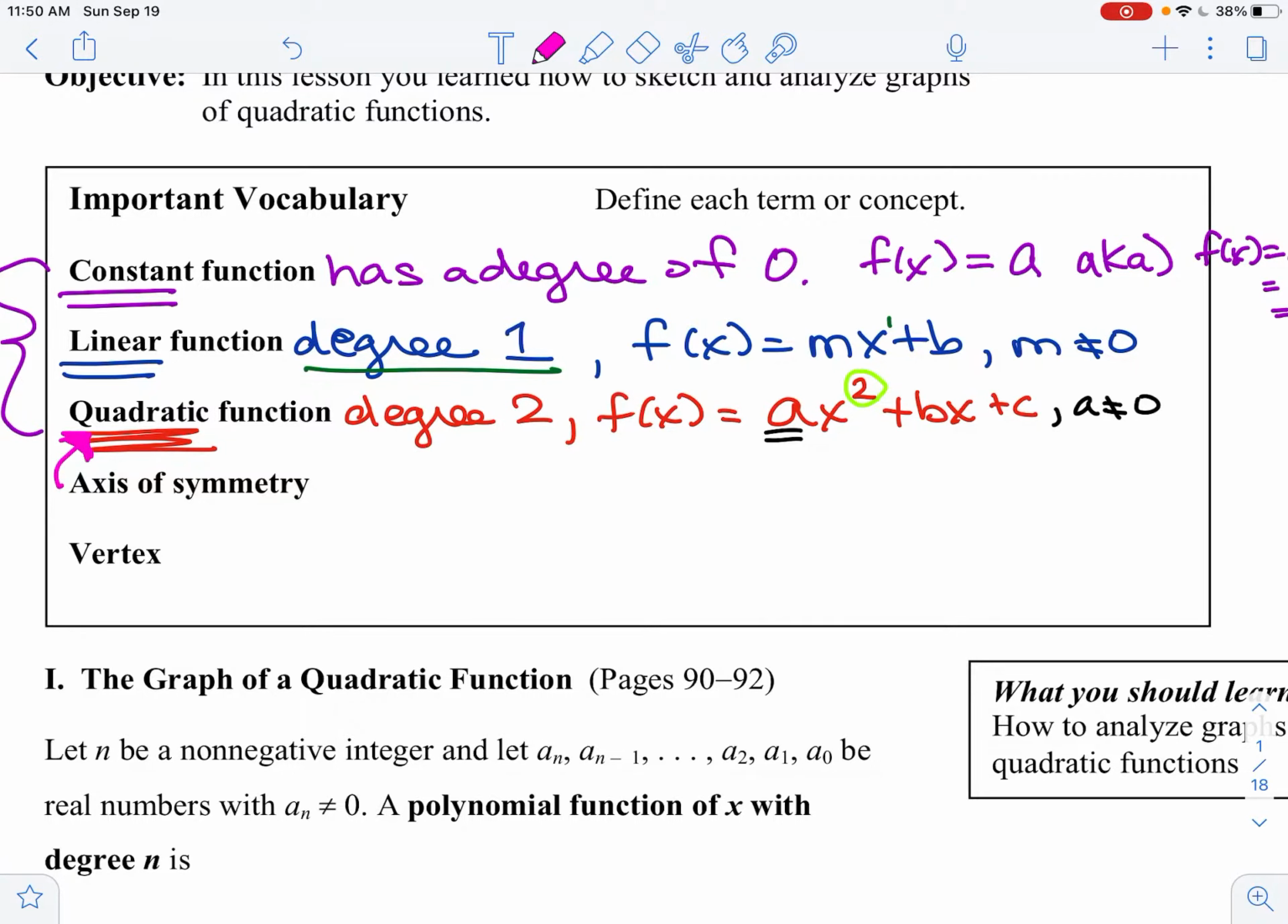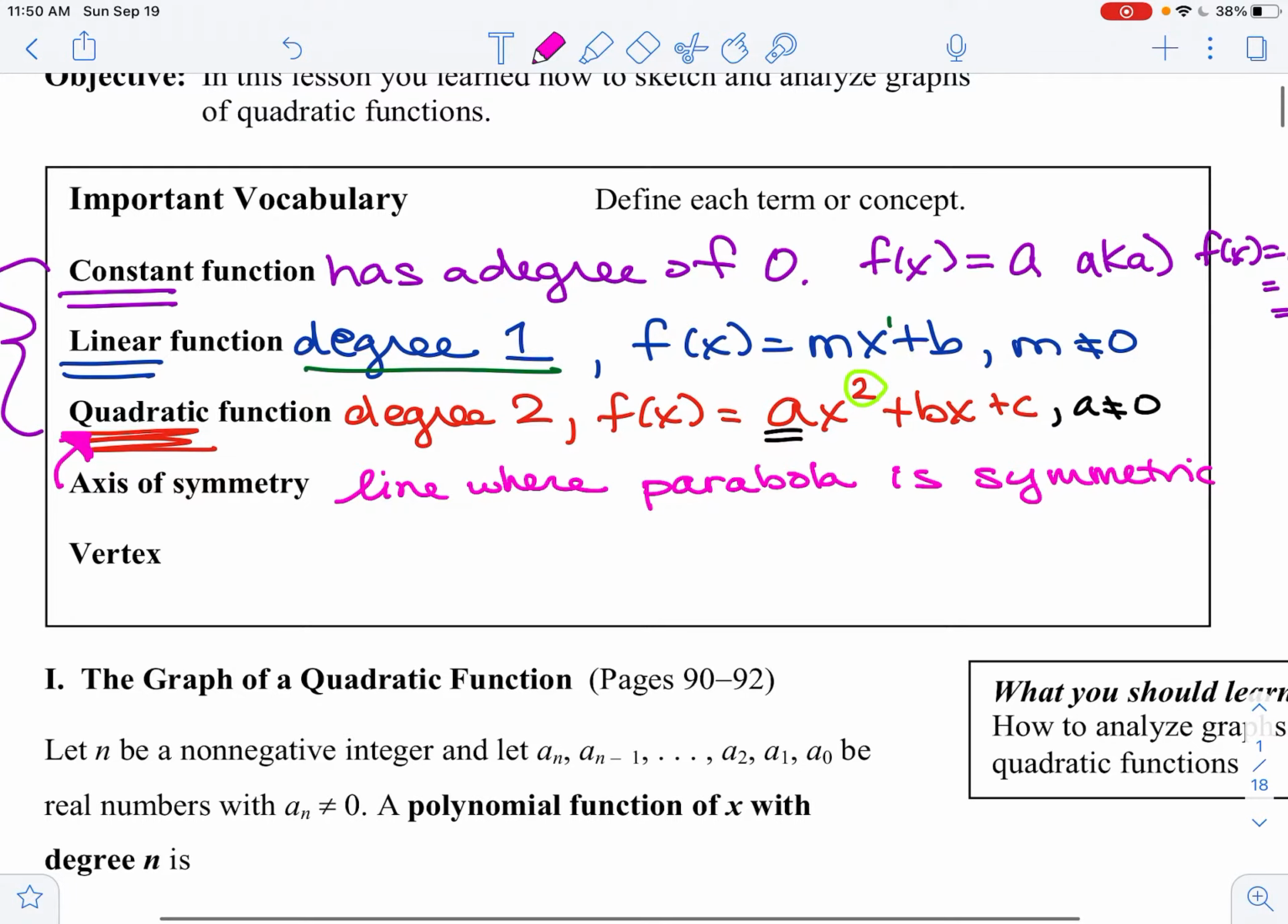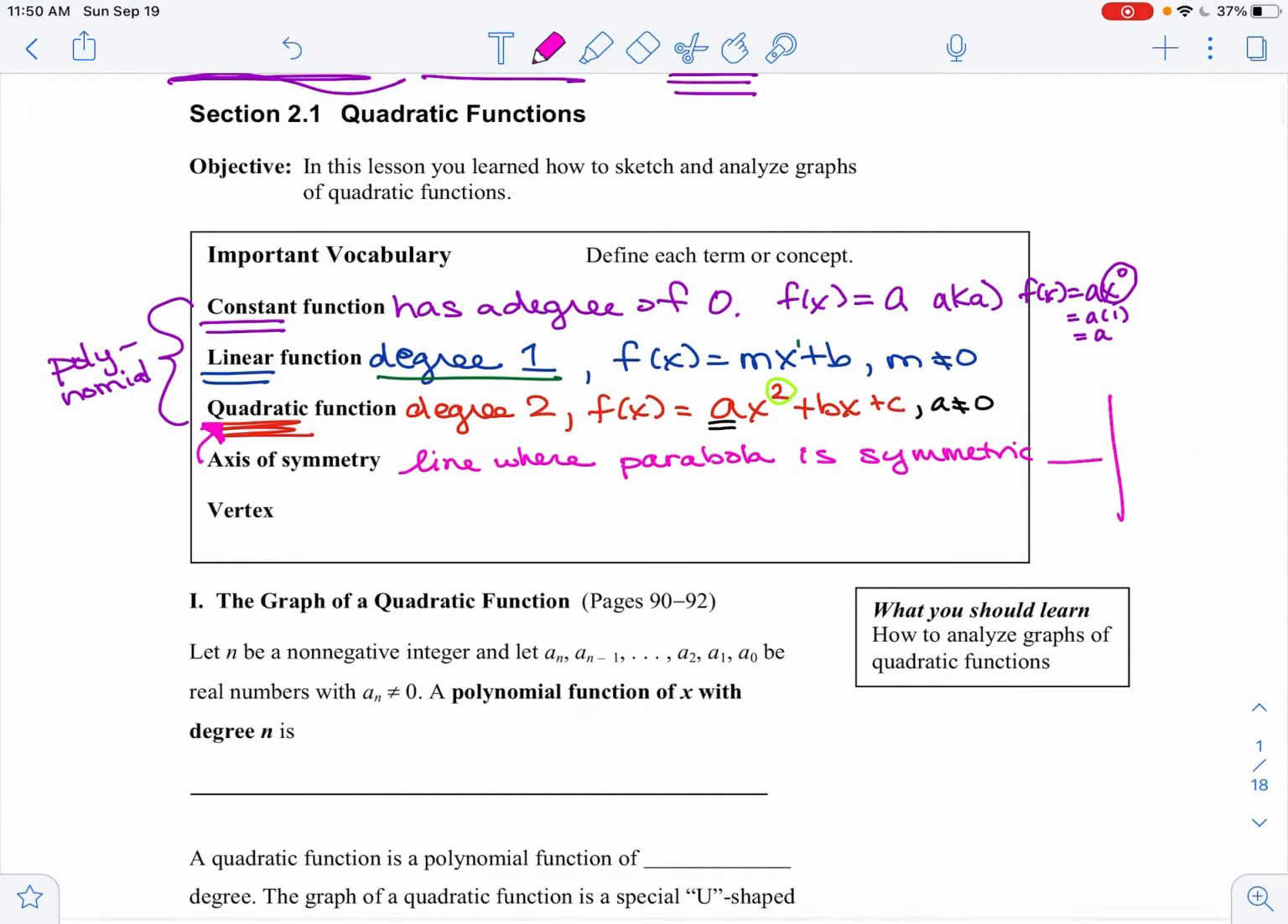Let's talk about the axis of symmetry, which only works with the quadratic function. An axis of symmetry is the line where a parabola, which is the graph of a quadratic function, is symmetric. So for example, if you've got the graph of a quadratic function like this, the line right through here is where it's symmetrical. We call this the axis of symmetry.